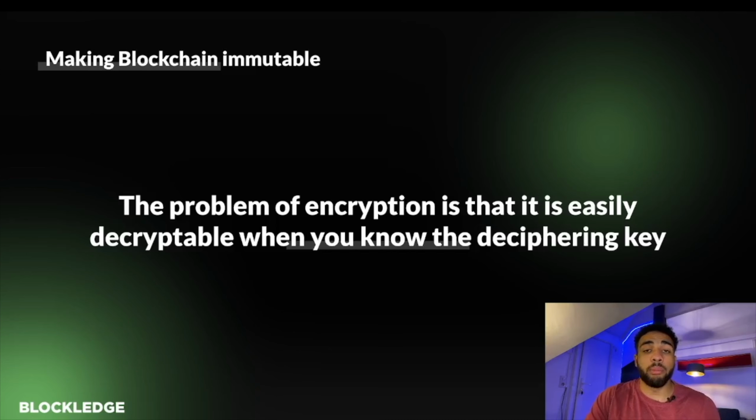Now, the problem with this type of encryption is that it is easily decryptable if you have the deciphering key. So if I'm Julius Caesar's enemy and I know the number of letters by which he shifted the alphabet, I'll be easily able to read the message that was sent to his ally. So that's why we cannot really trust this type of encryption to secure our data in blockchain.